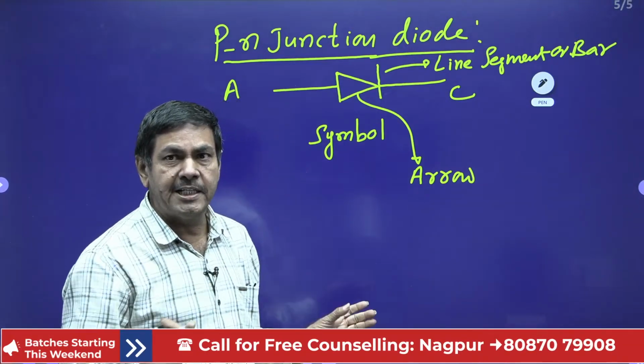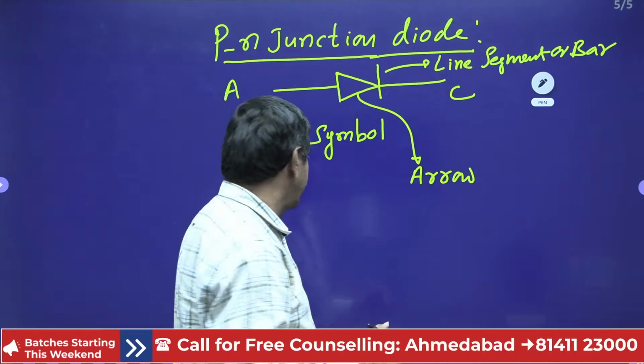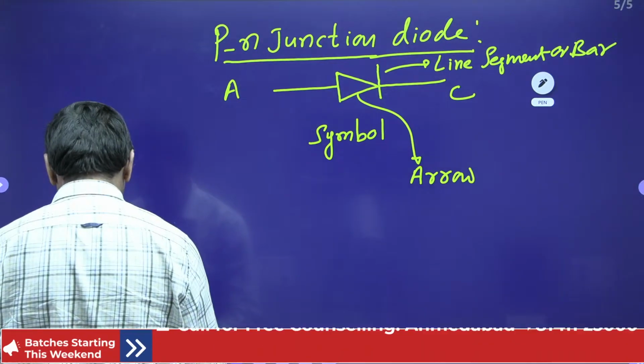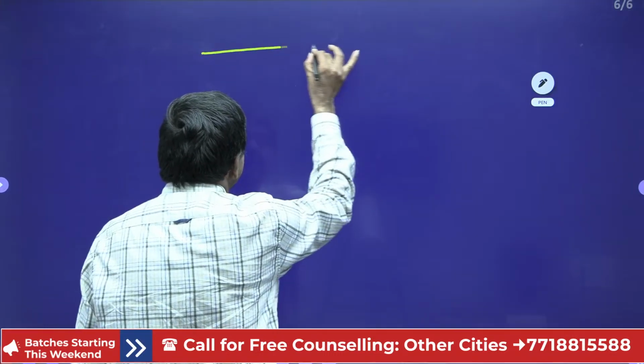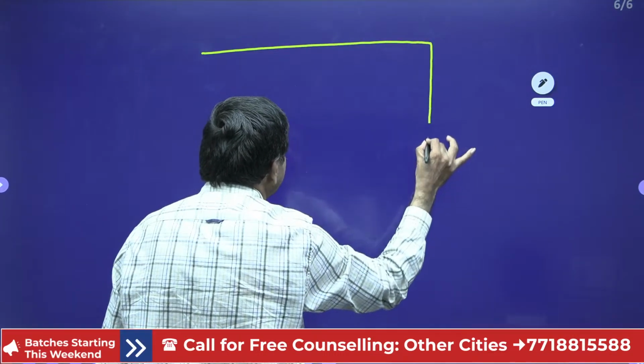But how the PN junction diode is formed, I will explain clearly now, you watch. The structure of the PN junction diode will be drawn in this way.